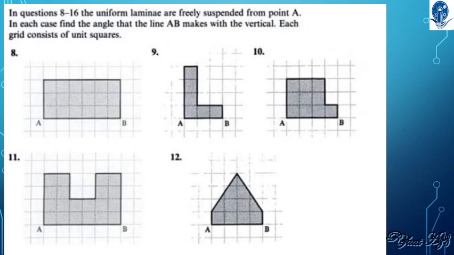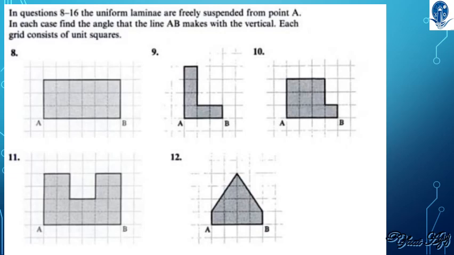Here in our questions, another type of problem. In questions 8 to 16, the uniform laminas are freely suspended. In each case, you will suspend it from the point A, and so on. Find the angle that the line AB makes with the vertical. Each grid consists of units. This is 1, 2, 3, 4, 5, 6 on the grid, and here is 4.